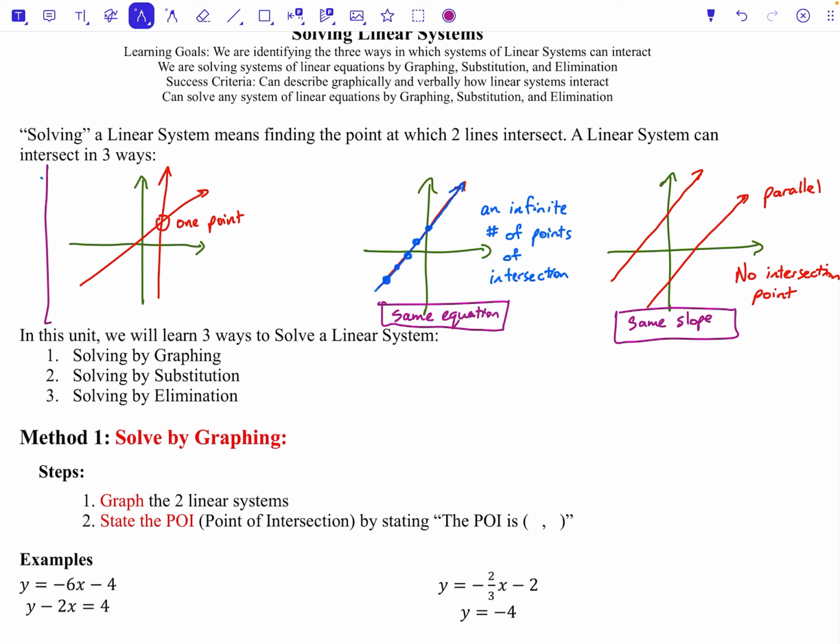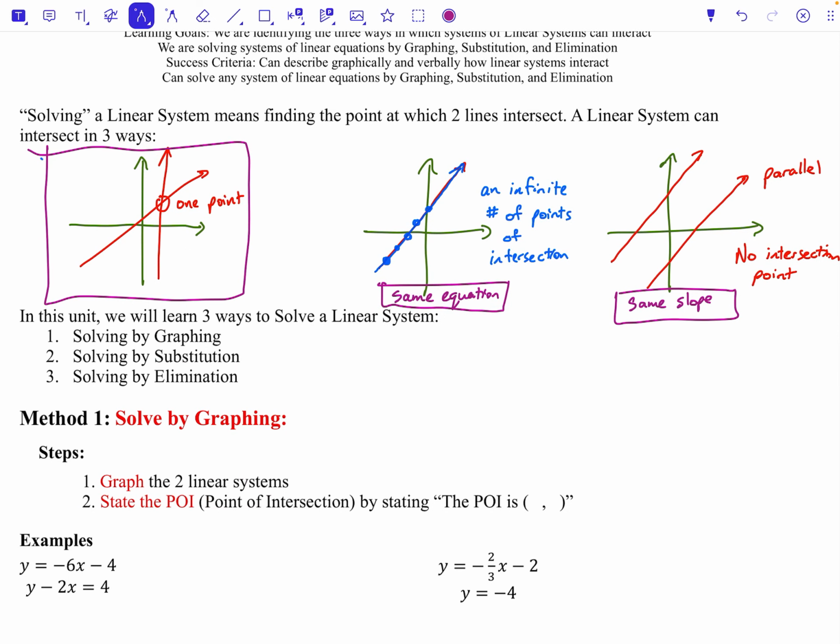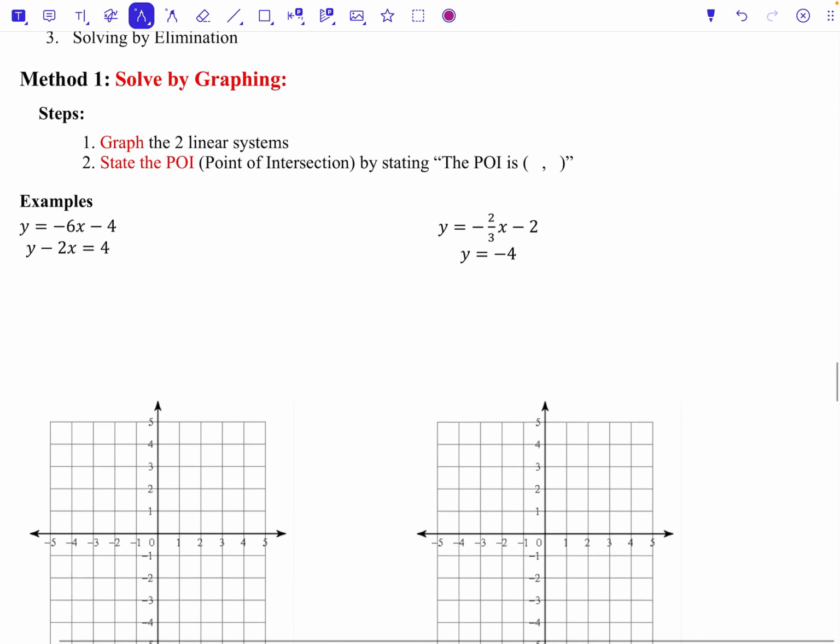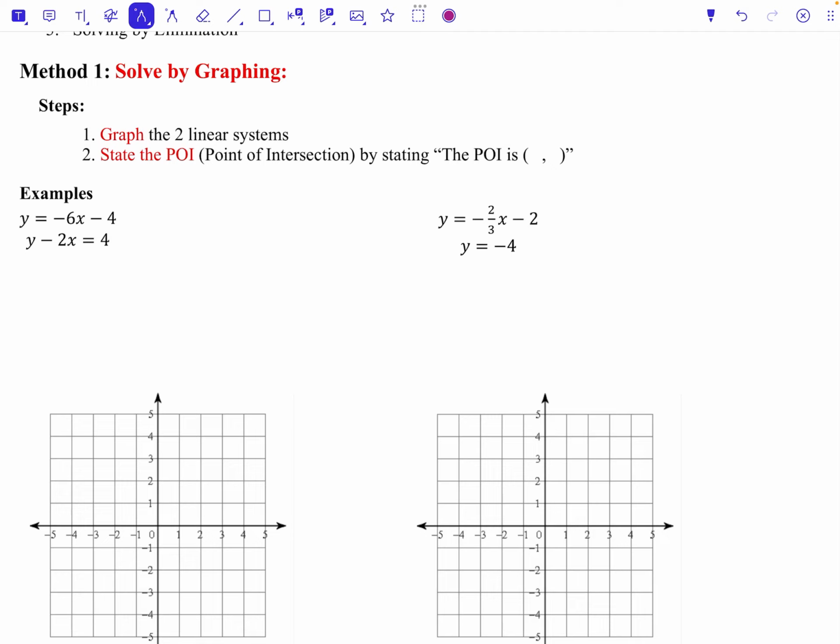Okay, we're primarily going to focus on the situation where we have 1 point of intersection. In this unit, we will learn 3 ways to solve a linear system. One is solving by graphing, the second is solving by substitution, and the third is solving by elimination. So solving by graphing, method number 1. Steps: we're going to graph the 2 linear equations. I use this step very broadly because it assumes that you know how to graph 2 lines. Step number 2, state the point of intersection, POI, by stating the POI is, and then we state the X and the Y point right there, okay?